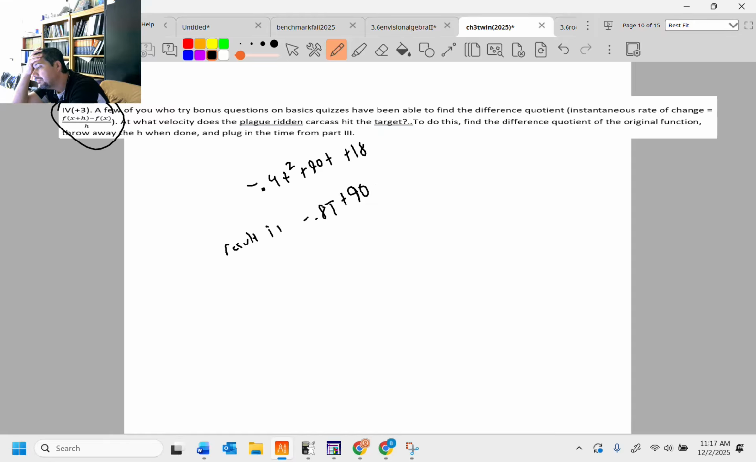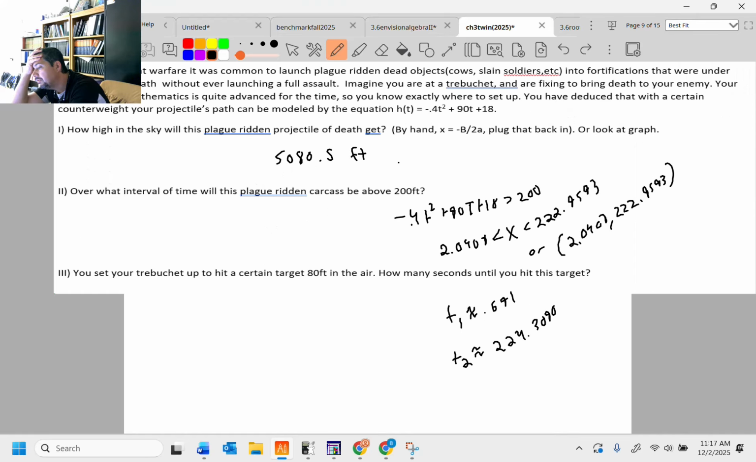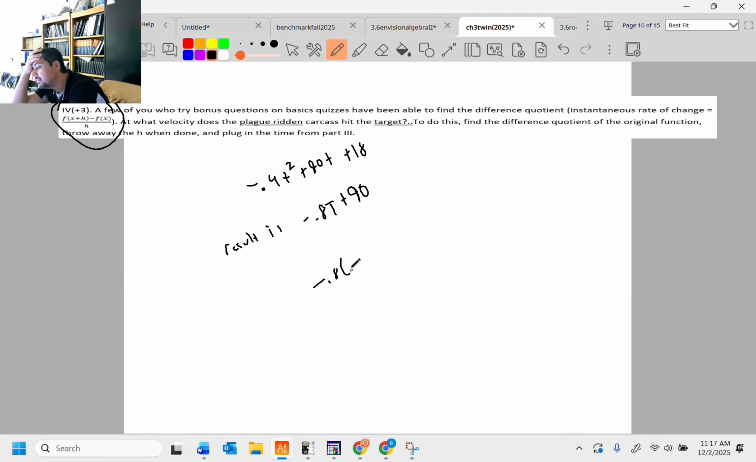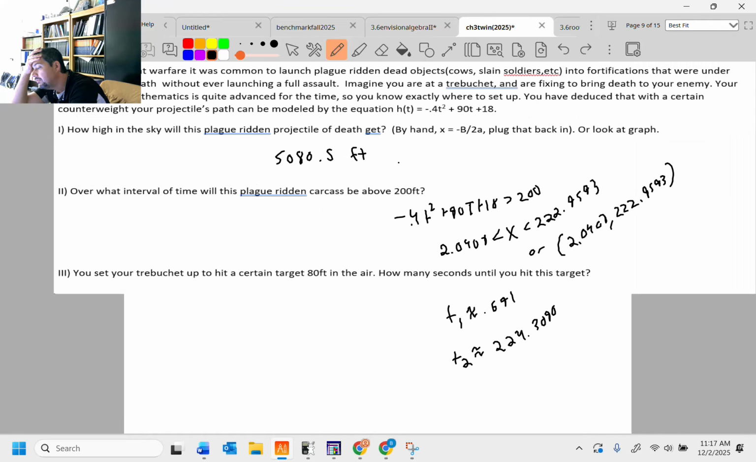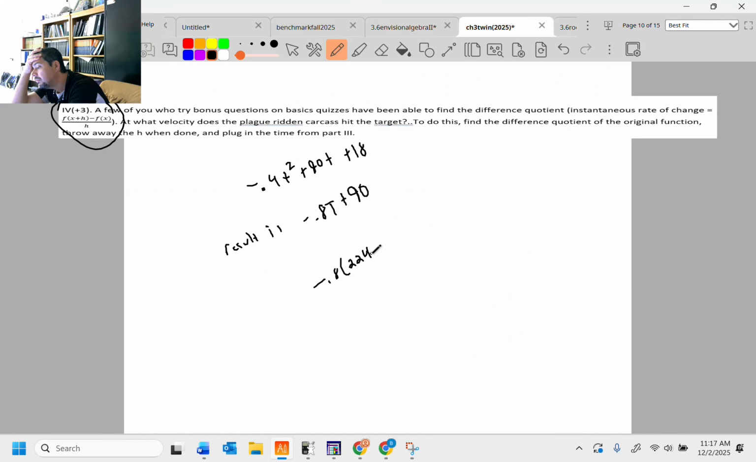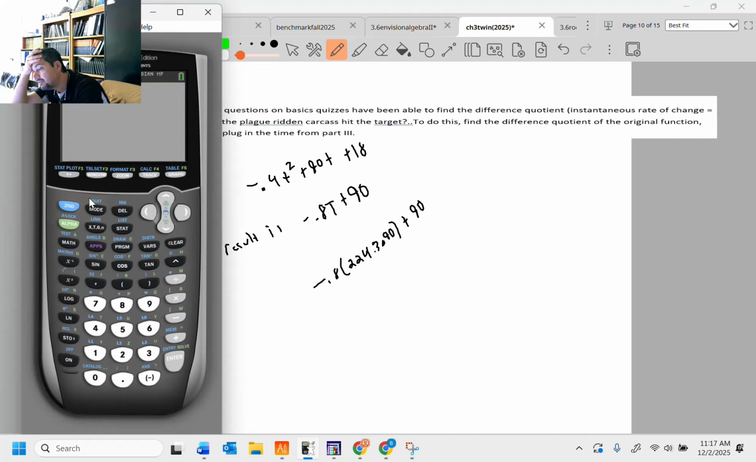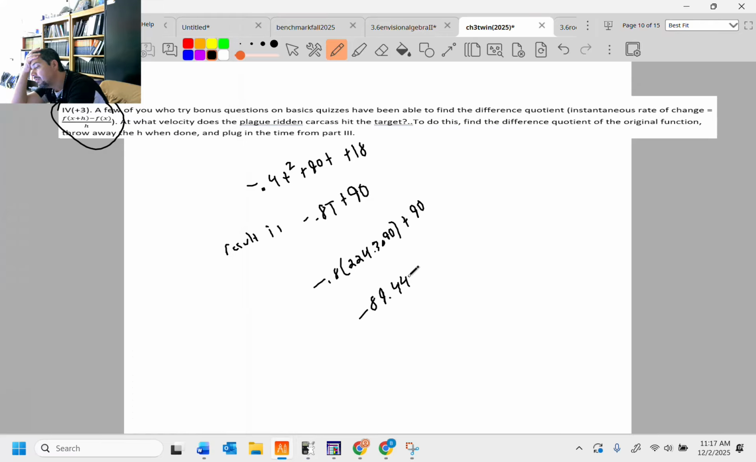I'm going to plug in my answer from the previous question. I'm going to plug in that 224 number, 224.3090, negative 0.8 times 224.3090, and then add 90. And it's booking it. This is in feet per second. It has a velocity of negative because it's falling. So negative 89.4472 feet per second per second.